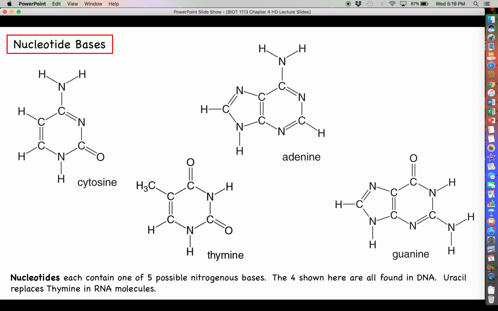Something that we talked about back in chapter 2 was that DNA and RNA, both types of nucleic acid, are made out of nucleotides. Nucleotides have 3 different parts to them. The most important part is the nitrogenous base, and in this picture you can see 4 of the 5 possible nitrogenous bases. The ones that you're seeing here, cytosine, thymine, adenine, and guanine, are the 4 bases that you will find in DNA nucleotides. In RNA nucleotides, uracil will replace thymine. You don't find thymine in RNA, and you don't find uracil in DNA.